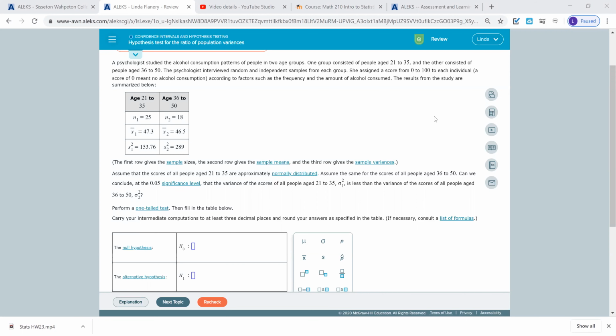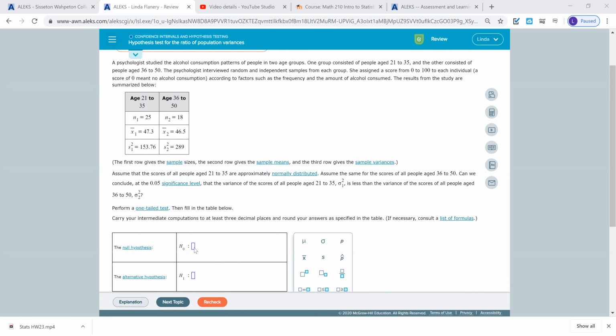The first row gives the sample sizes, the second row gives the sample means, and the third row gives the sample variances. Assume that the scores of all people aged 21 to 35 are approximately normally distributed. Assume the same for the scores of all people 36 to 50. Can we conclude at the 0.05 significance level that the variance of the scores of all people aged 21 to 35 is less than the variance of the scores of all people aged 36 to 50? So since we're doing less than, we have our left-tailed test.